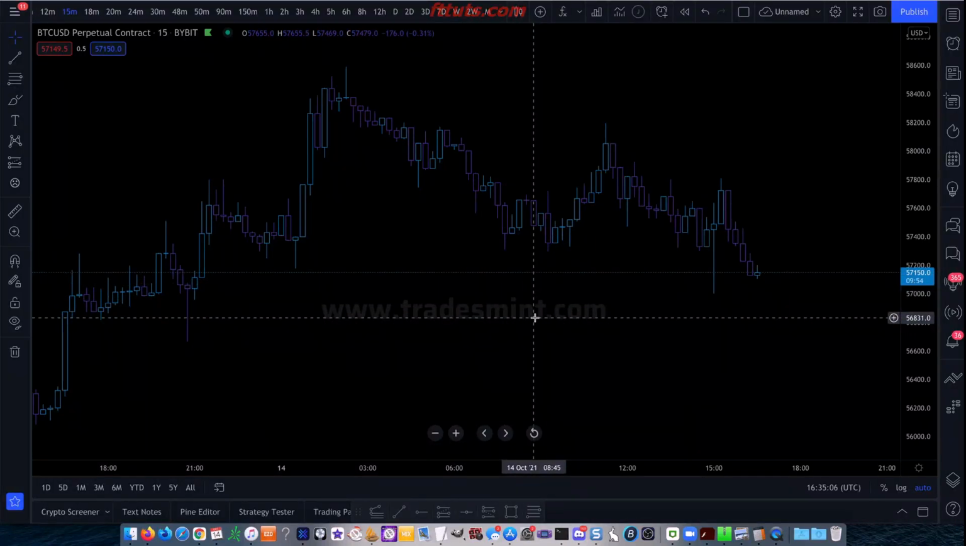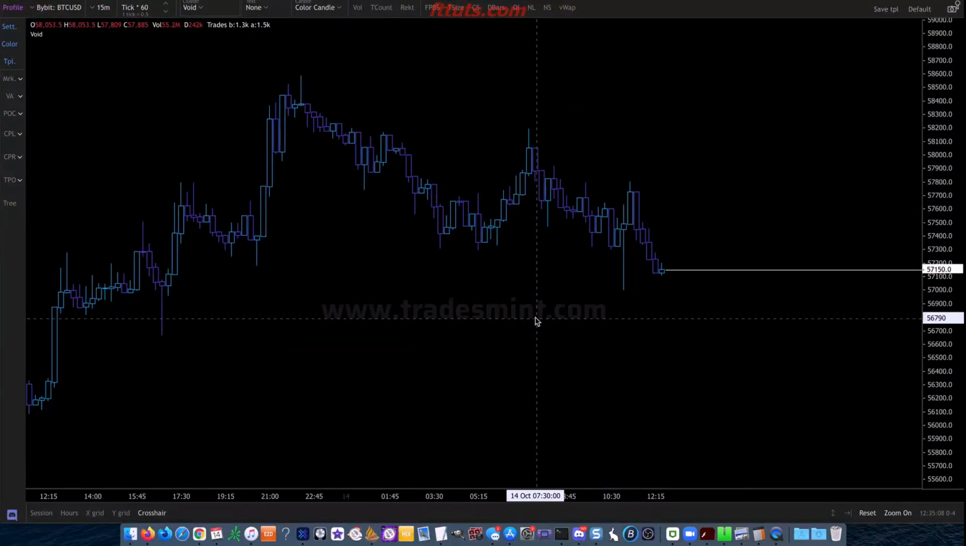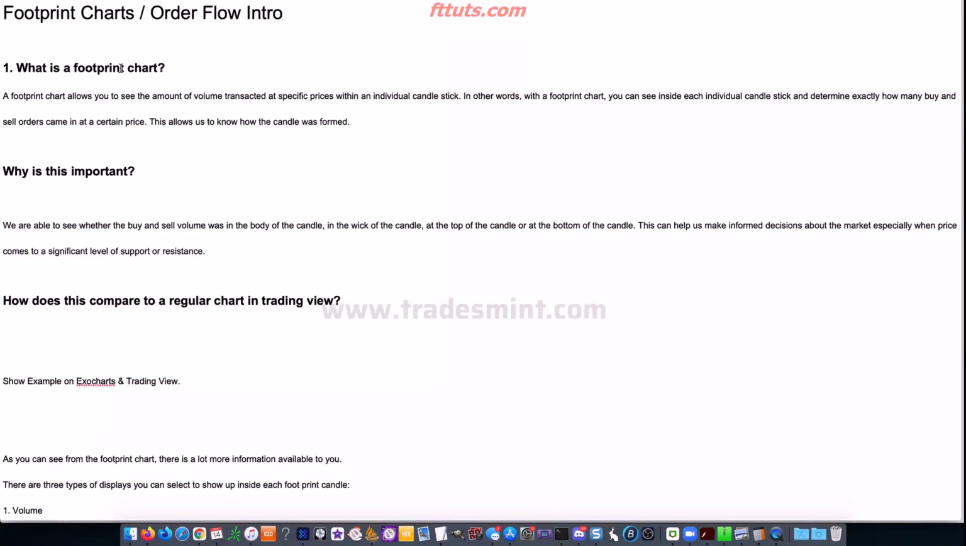And so what I'm going to do now is take this blank chart on ExoCharts and add information to it as we go, explaining what each thing is so that you can kind of understand it. Because a lot of times when people look at a footprint chart for the first time, it's very complicated and they don't know what it is. So if we start off looking at a chart that we're already familiar with, I think it can help us along the way. So what is a footprint chart?